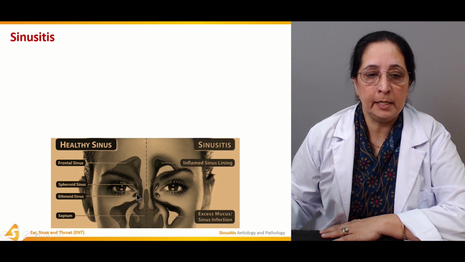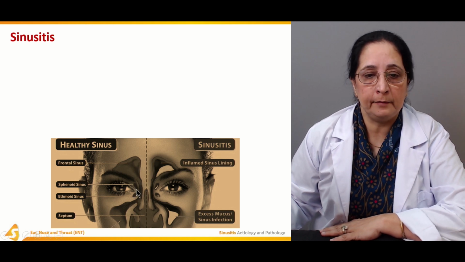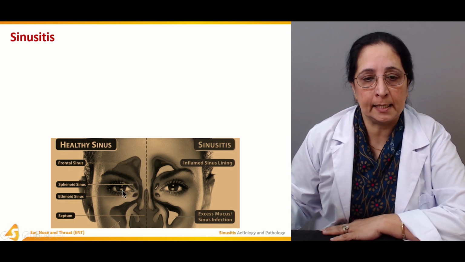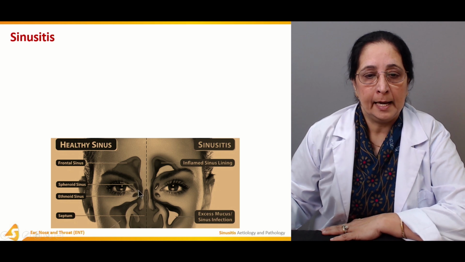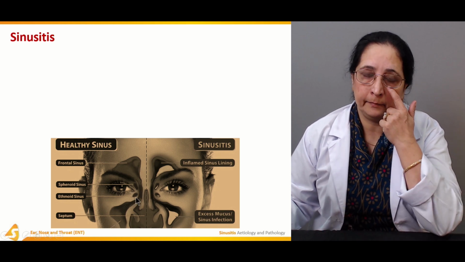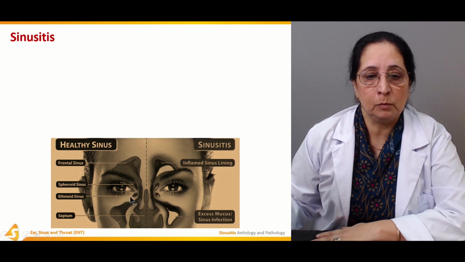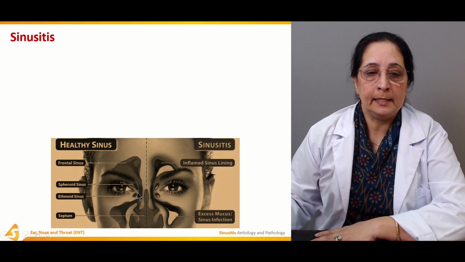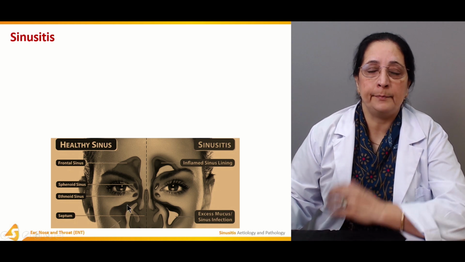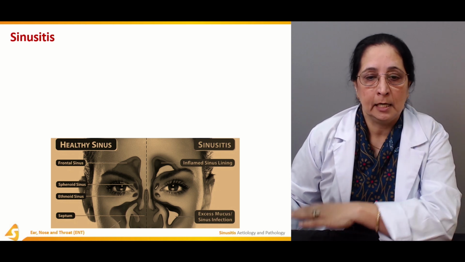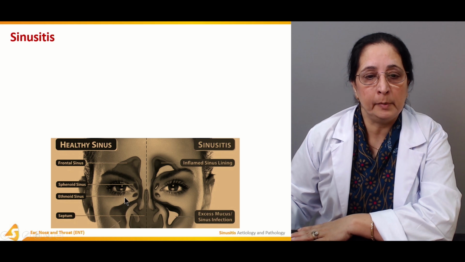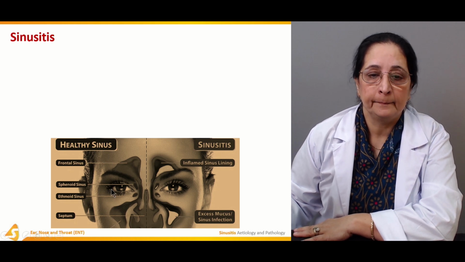Then around the inner canthus of the eye, we have the sphenoid sinus on the upper part, and then in the lower part, close to the nose and the eye, we have the ethmoid sinus. And then in the cheek, we have the maxillary sinuses. So these are the normal sinuses present.